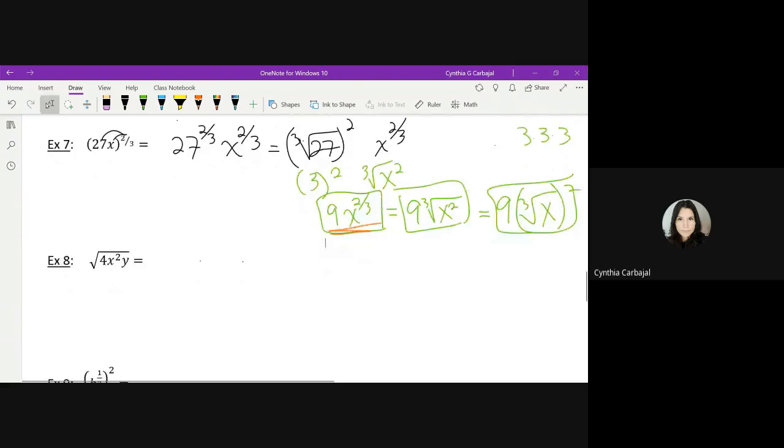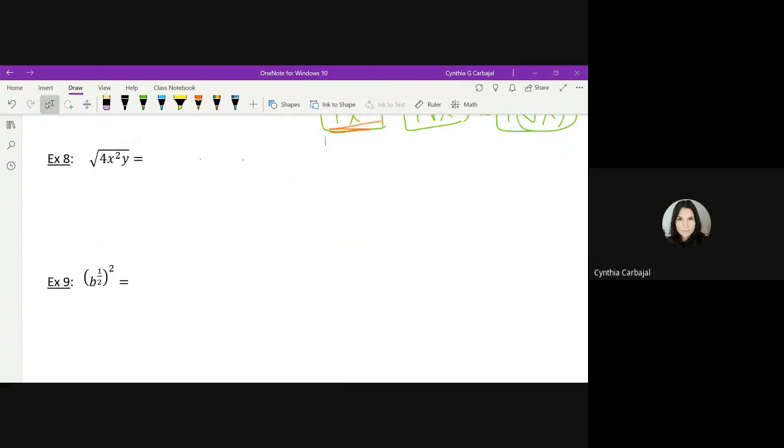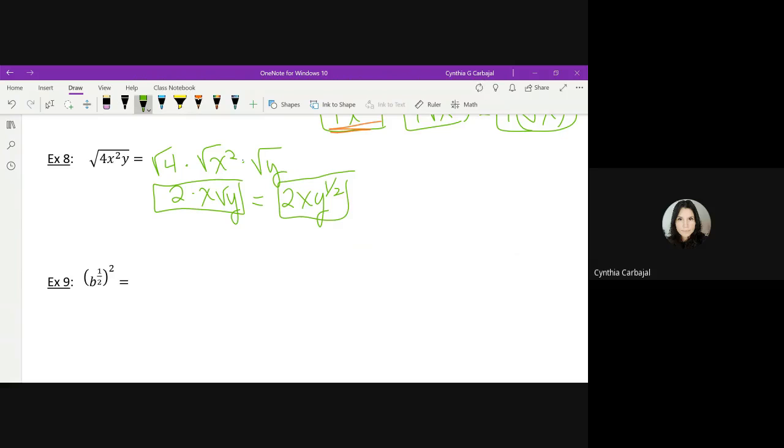All right, example 8. All of these are under the root. So I'm going to actually separate them so we can break down each one. Since they're being multiplied, I can just split them by multiplication, each under the radical sign. Well, the square root of 4 is 2. The square root of x squared is x, right? Because they're actually perfect opposites. And then the y cannot be square rooted, so we can write it this way, or we can write it this way, right?